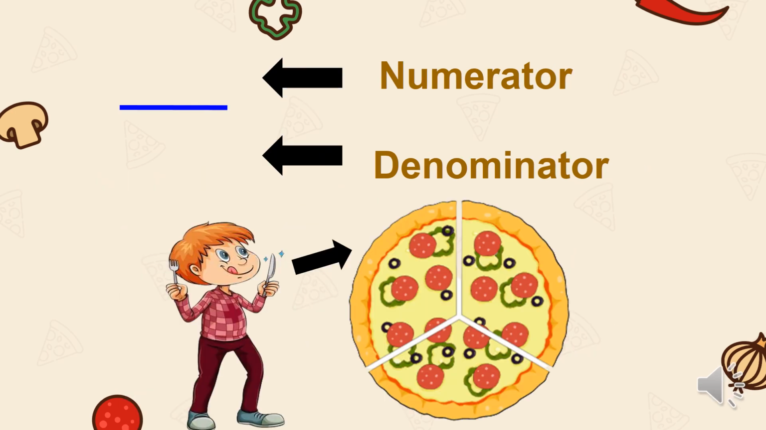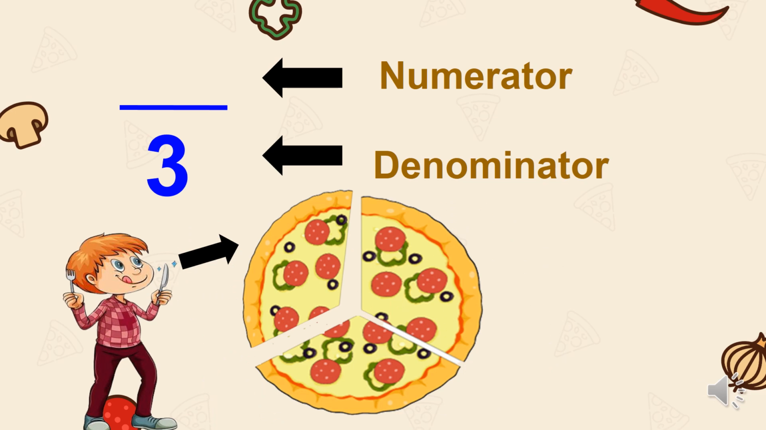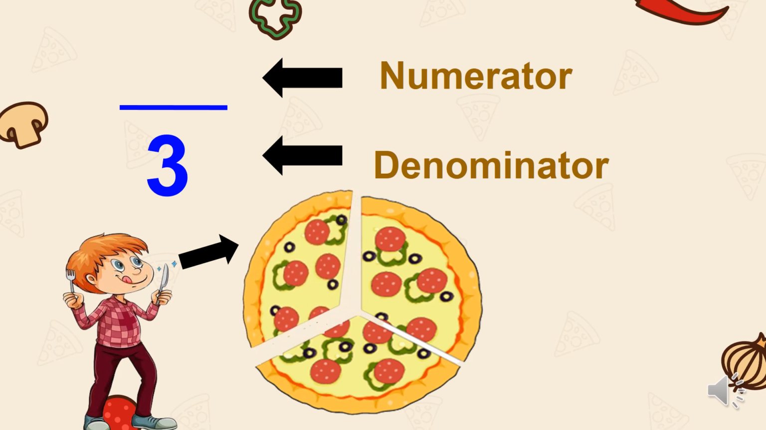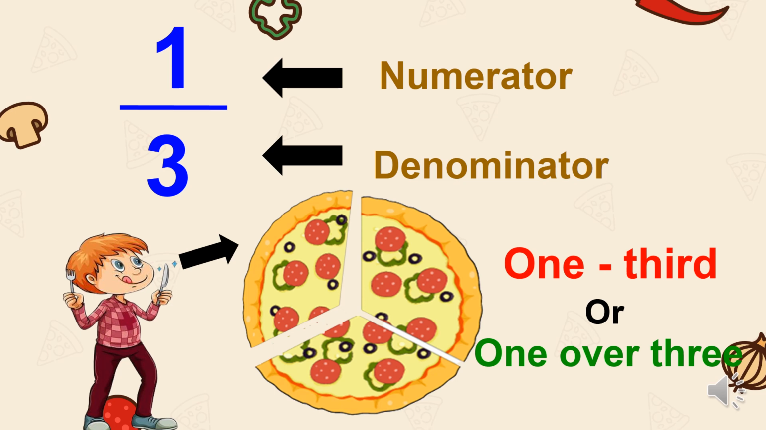Let's say there is another pizza and this pizza has the total parts 3. So the denominator is 3. Here, Tom is very hungry. He wants to eat one piece of the pizza, just one part. So, the numerator on the top of a fraction will be 1. So, we can call this fraction 1/3 or 1 over 3.